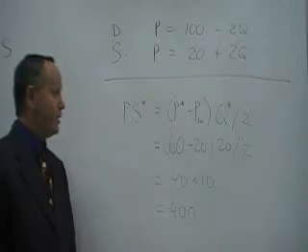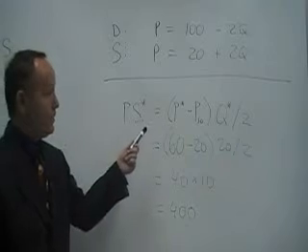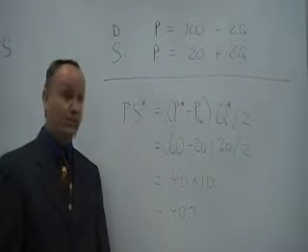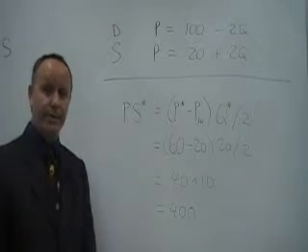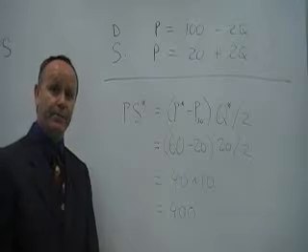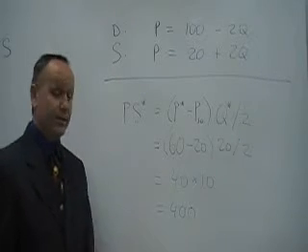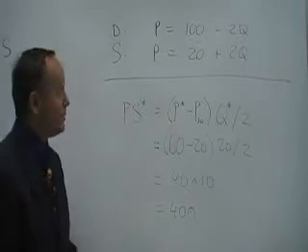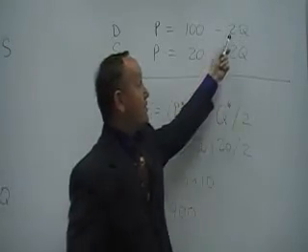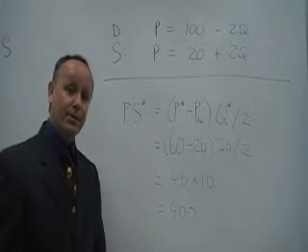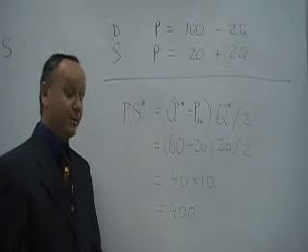So producer surplus is a triangle. Its formula is P star minus PSO times Q star divided by 2. In this case, that's 60 minus 20 times 20 divided by 2, which is 40 times 10, or 400. You'll notice that in this case, we got the same answer as we did for consumer surplus. And the reason for that is because the slopes of the two lines are the same. Both are 2.